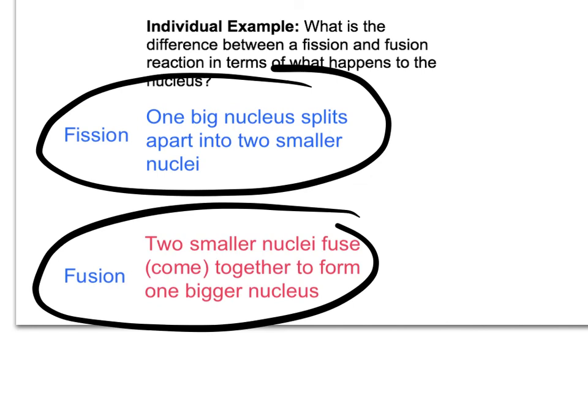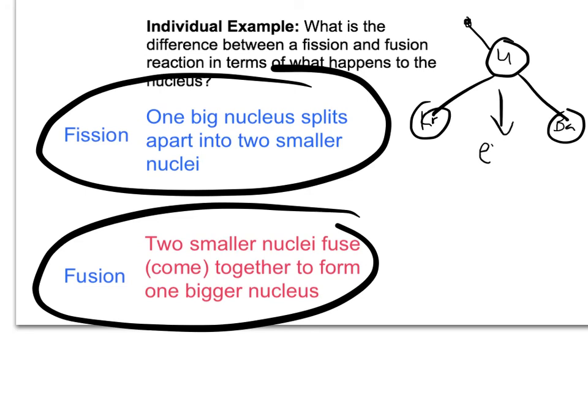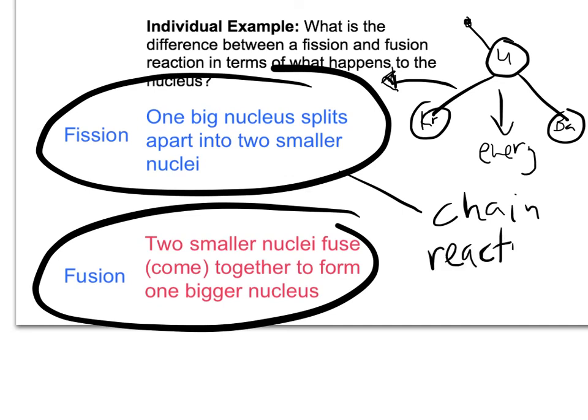A couple things I want to add. In fission, again, remember we had a neutron hitting a uranium atom and splitting into two smaller atoms, like krypton and barium, plus energy. This fission reaction is sometimes called a chain reaction as well, because it will continue to happen over and over until it runs out of what we call fissile material, which is material that can undergo a fusion or fission reaction. So that's just a side note that you might want to check out.